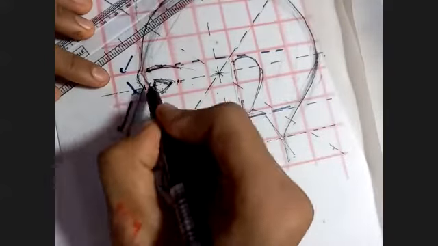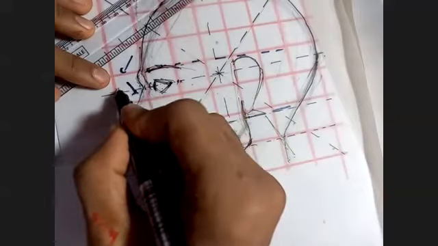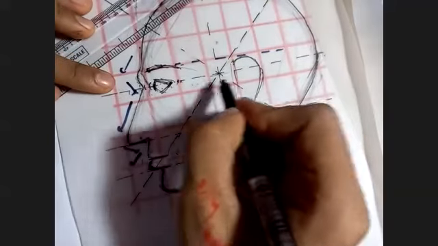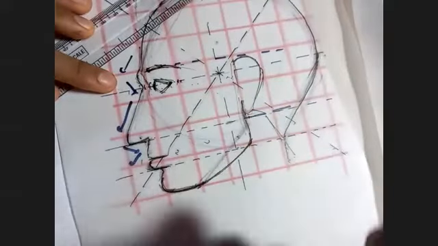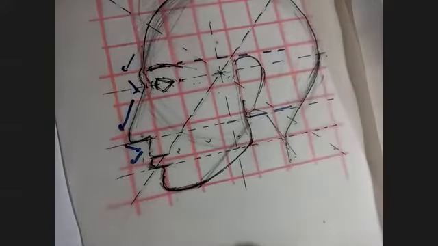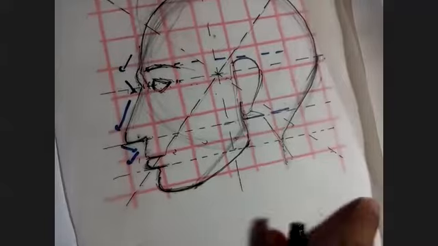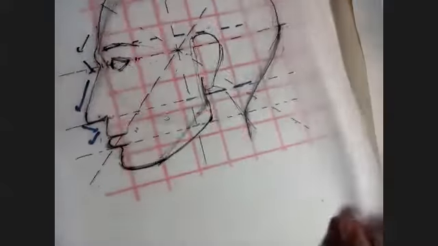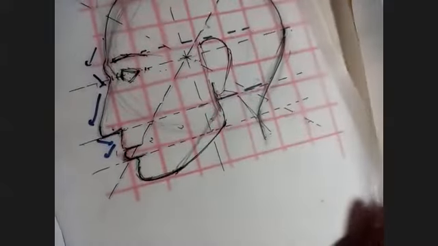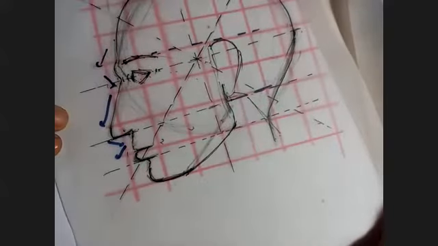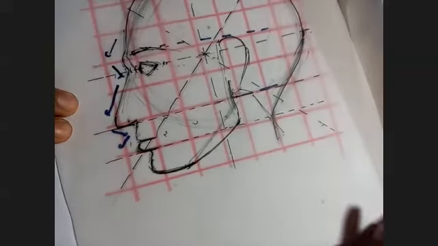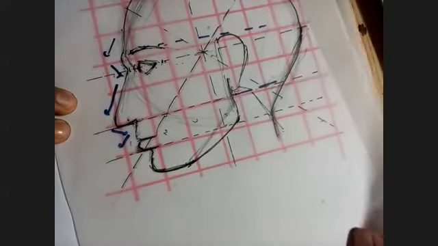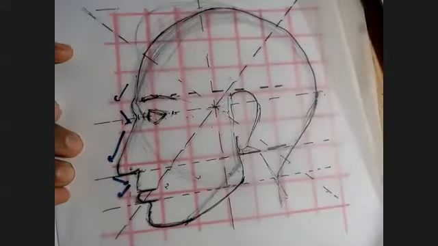How many units have we left from this? We left 1, 2, 3, 4. Within the drawing, it's going to be 3 something units that we are going to leave. This is your head in profile. And of course, we need not even end it at this one.